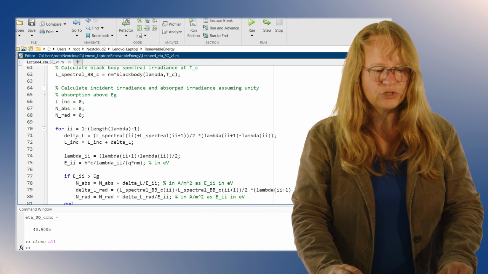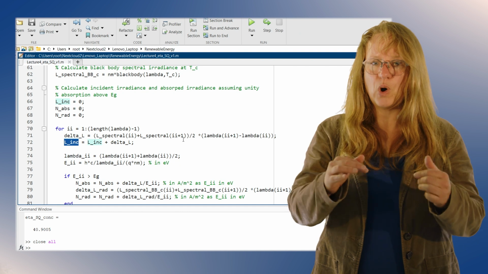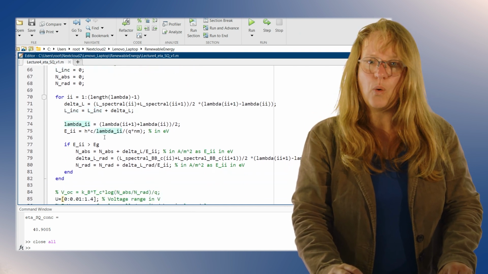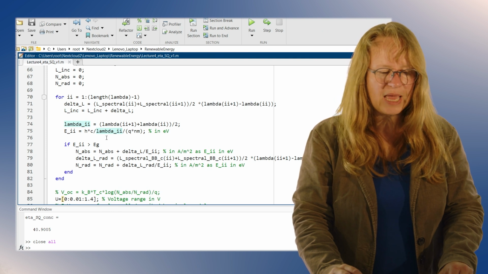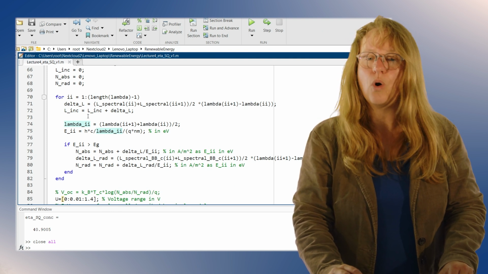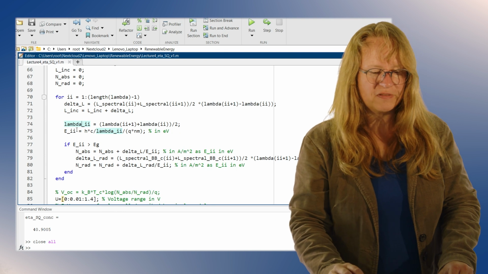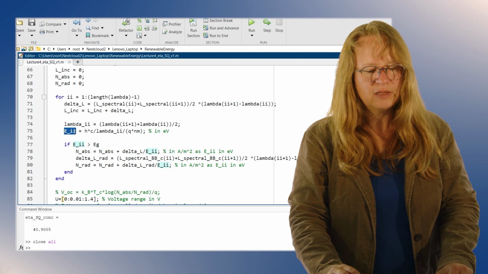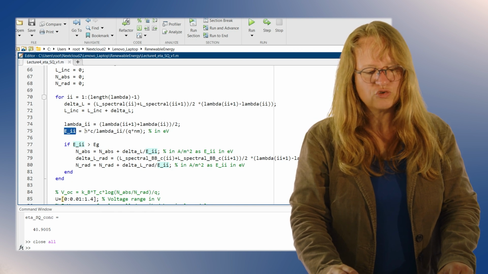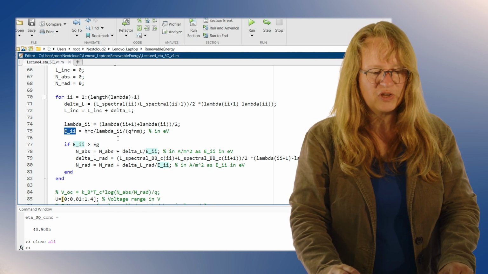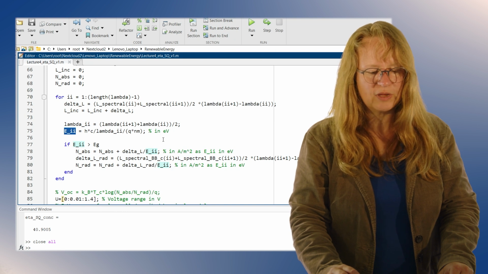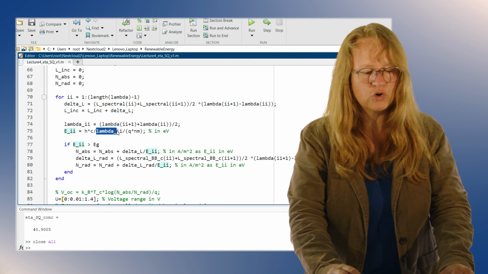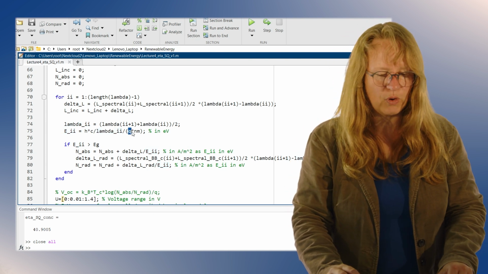Then I need to calculate what the number of absorbed photons is. So I need to divide the power in each wavelength interval by the energy of a single photon, and the energy of the single photon is given by h times c over lambda. And in order to convert it in electron volts, and considering that my lambda is in nanometers, I also have to divide by q times nanometer. And then I get the photon energy here in electron volt.